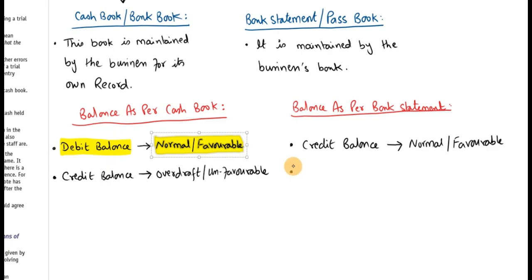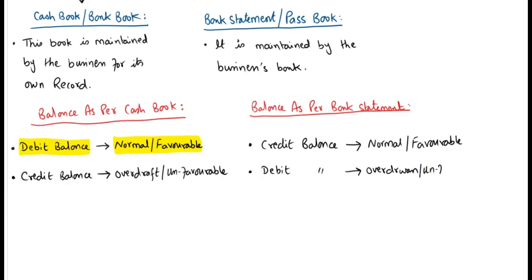And if we have a debit balance in our bank statement, it means we have an abnormal balance or overdraft balance. Overdrawn, or you can say overdraft, it's the same. And an unfavorable balance.